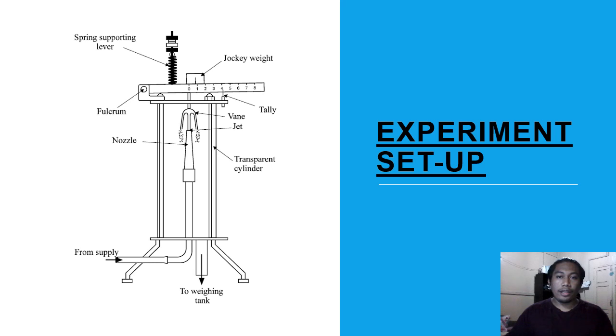This picture shows the experiment setup. The apparatus in this picture includes the spring supporting lever, jockey weight, tally, vane, jet, the spring cylinder, nozzle, and fulcrum.